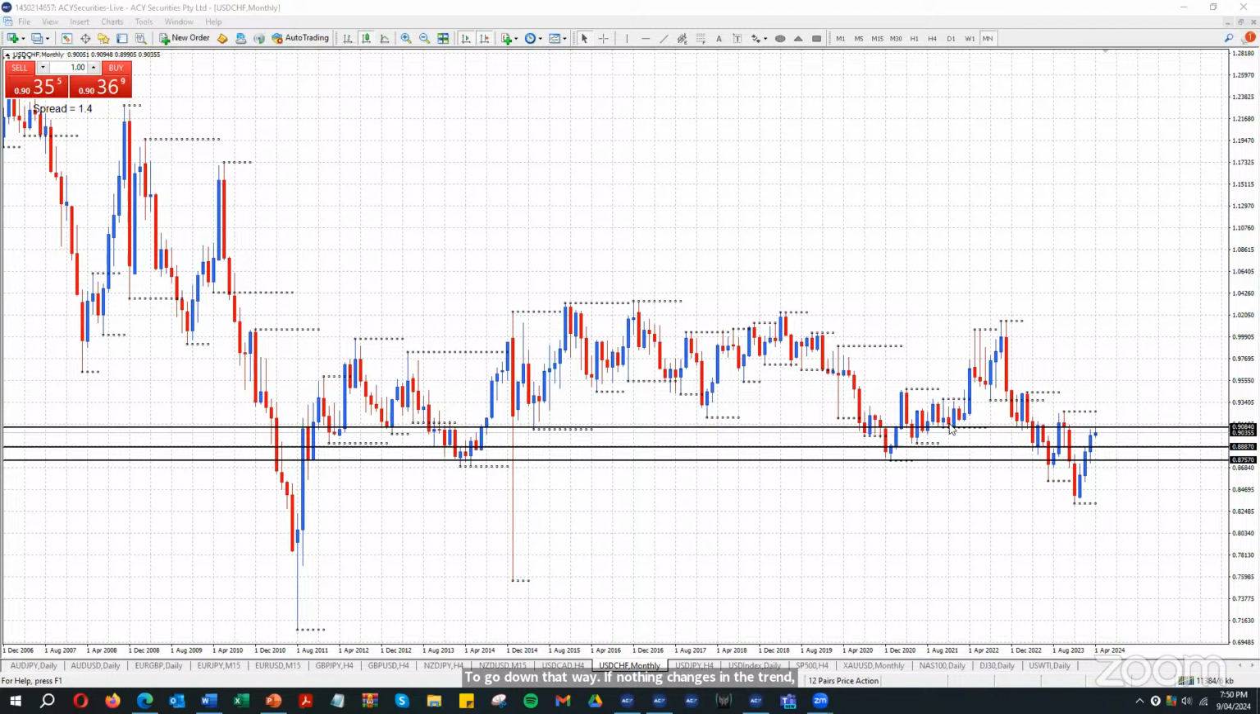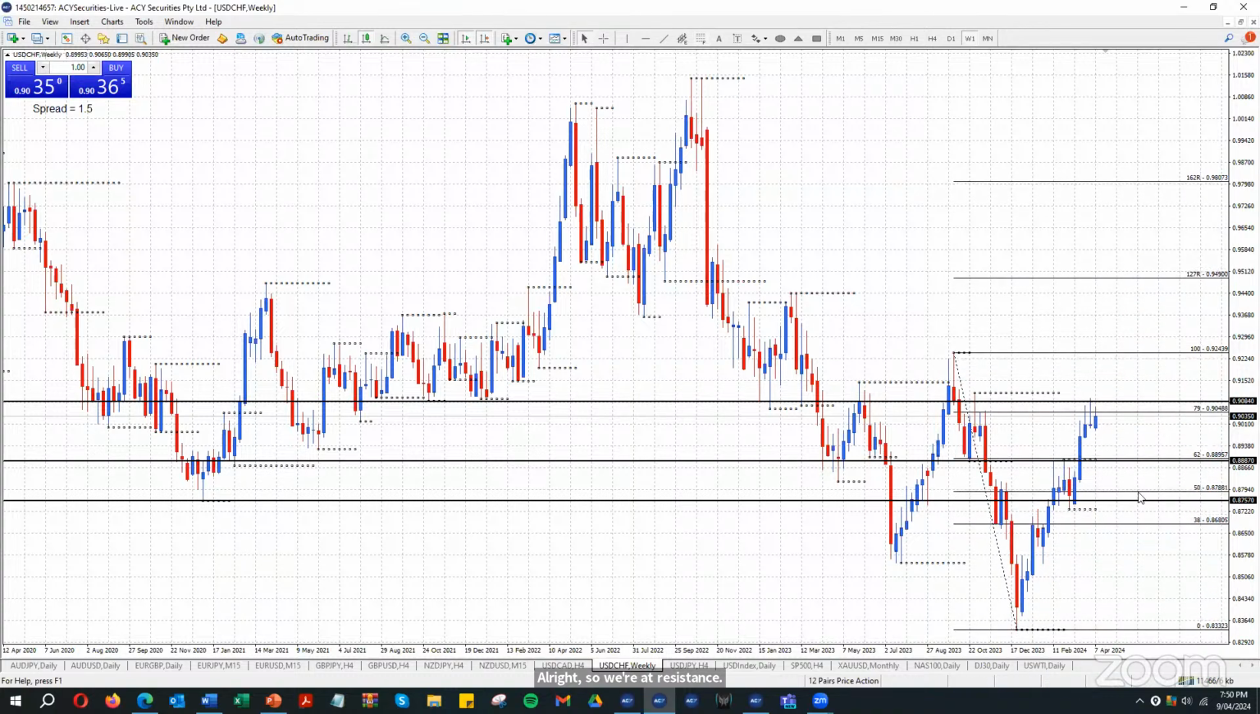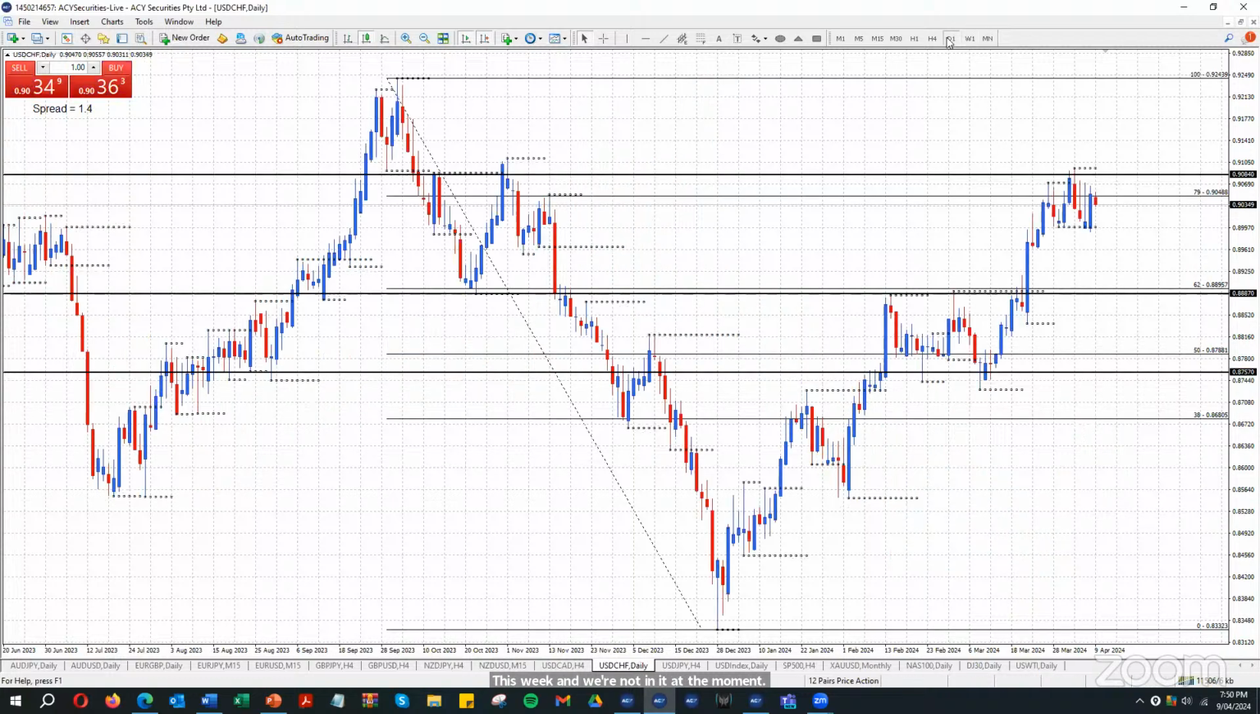All right, so we're at resistance. As well, that monthly range, we're at the 79% area. Last 2 weeks, I've been rejecting that little area there. And we've been in that area this week, and we're not in it at the moment. We've sold back down from it. Very sideways here at the moment.